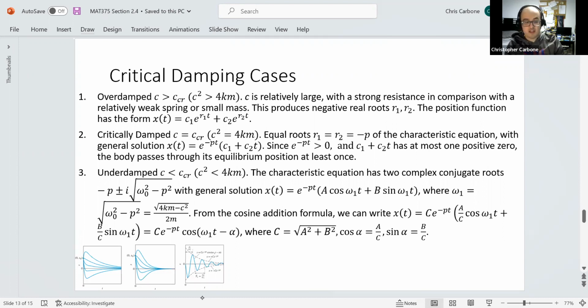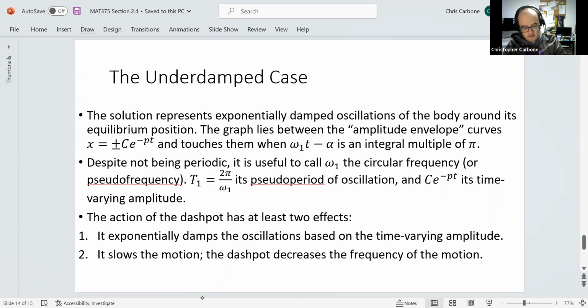So using that cosine addition formula, we could slightly simplify the position function to x of t is equal to c times e to the negative pt times the cosine of omega sub 1 times t minus alpha, with c being the square root of a squared plus b squared. Cosine of alpha is a over c, sine of alpha is b over c. So with the underdamped case, we have the solution representing exponentially damped oscillations of the body around its equilibrium position.